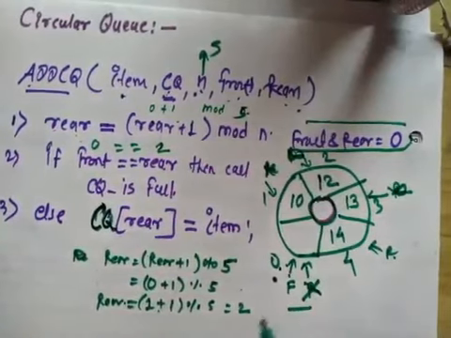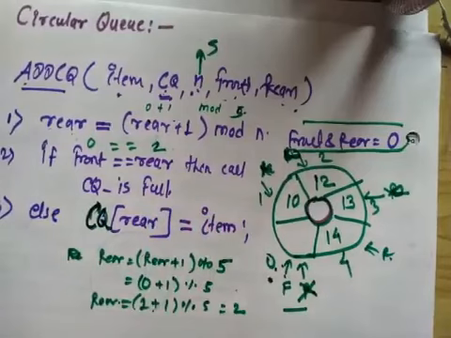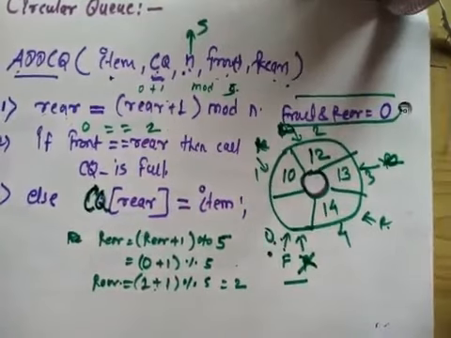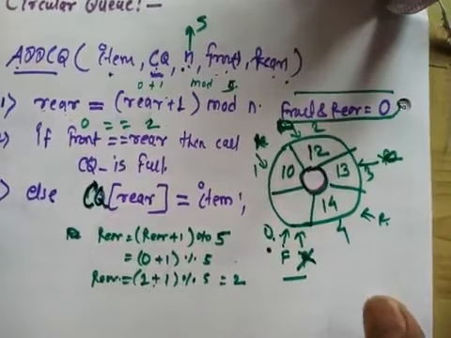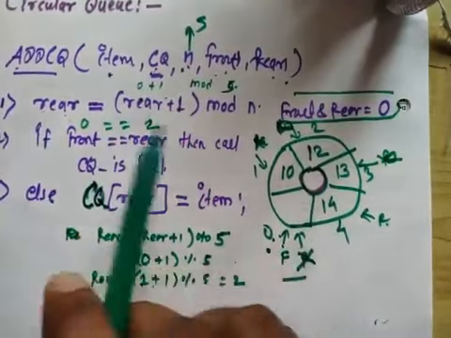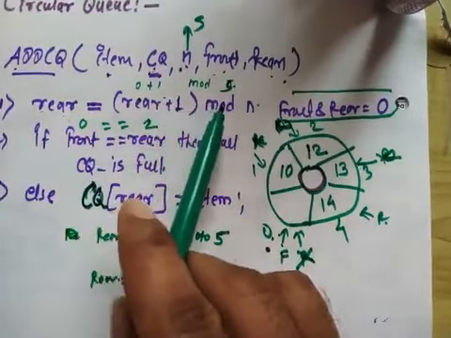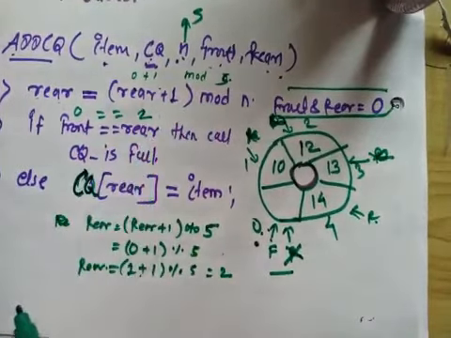Okay, now suppose you are going to insert one more element in this queue. Now look at this. Your rear is pointing to index 4 and your front is pointing to index 0. If you are going to insert one more element, what is your rear value? 4 plus 1, that is 5. 5 modulus of 5, 0.